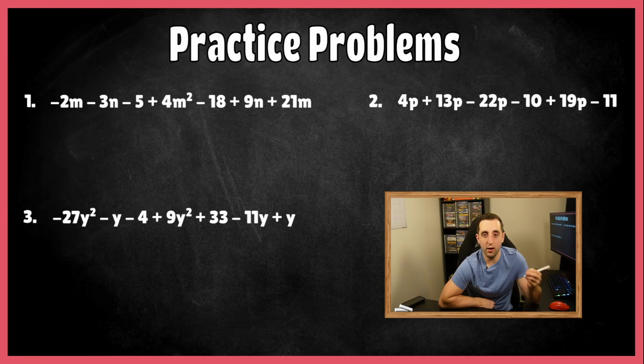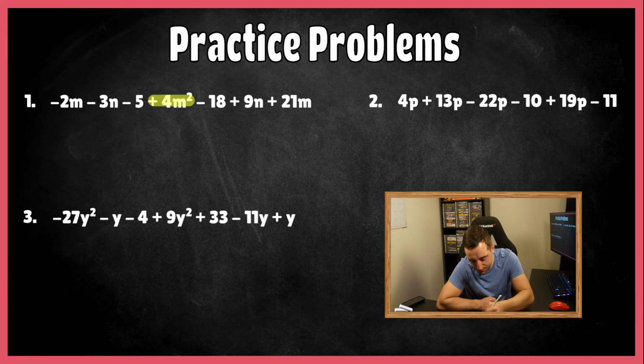So I'm assuming at this point you've tried out all 3 questions in the practice session. Now let's run through the answers. So first, let's highlight our like terms. We have an m squared all by itself there right in the middle, so we're going to highlight plus 4m squared. Then let's highlight just our m's. So we have negative 2m and positive 21m. And then we have a negative 3n and a plus 9n. And we have a negative 5 and a negative 18.